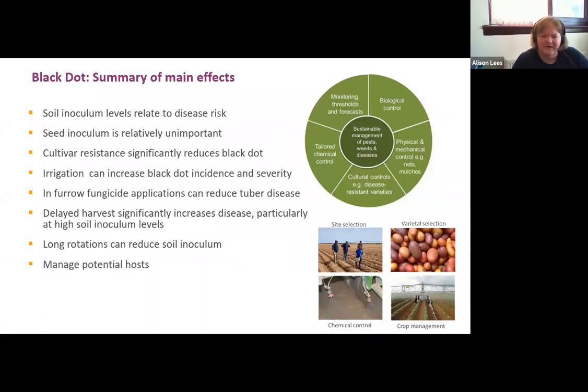For black dot specifically, we know that soil inoculum levels are related to disease risk, that seed inoculum is relatively unimportant, although it does play a role in disease. Cultivar resistance significantly reduces disease. Irrigation can increase black dot disease and severity, and in-season or in-furrow fungicides can reduce tuber disease. Delayed harvest significantly increases disease, particularly at high inoculum levels, and long rotations can reduce soil inoculum and are in any case a good idea for lots of reasons in potato cultivation, and potential hosts could be managed.